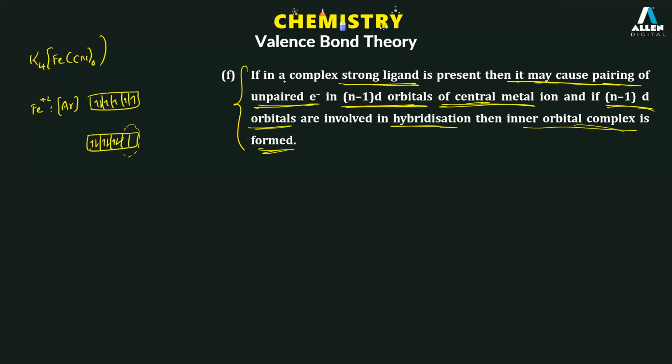Yes, sir. If in a complex a strong field ligand is present, then it may cause pairing of unpaired electrons. Because of the strong field ligand, the electrons in the innermost n-1 d orbitals pair up. If they pair up, the pairing will result in vacancy. Like two students are there in two different benches, and I make them sit in the same bench. What happened to the other bench? That is vacant, obviously. Same here. Here we have electrons, 4 students in 4 different benches. Now I am just pairing them. So what happened because of pairing? I have 2 benches empty. So 2 orbitals are empty now. So the empty orbitals can be involved in the hybridization.